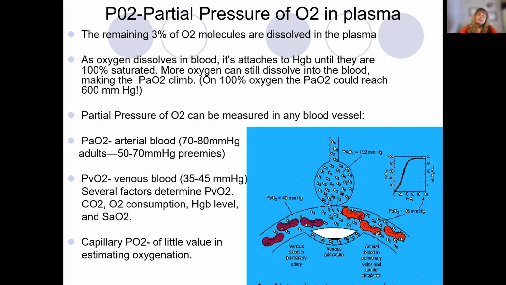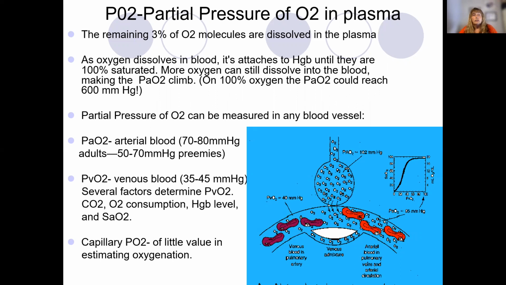The PO2 is the partial pressure of oxygen in the plasma. Remember we said 97% was the SaO2; the remaining 3% of oxygen molecules are dissolved in the plasma itself. As oxygen dissolves into the blood, it attaches to the hemoglobin until they're 100% saturated. But more oxygen can still dissolve into the blood, making the PaO2 climb rapidly after that. On 100% oxygen, the PaO2 could reach 600 torr.